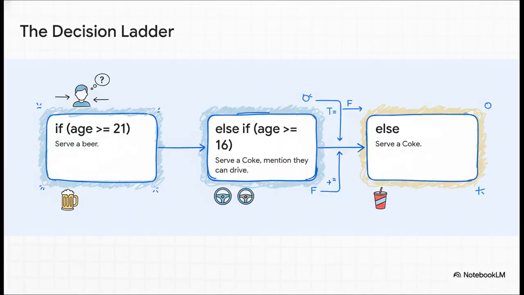This is what we call an if-else-if ladder. And I love this analogy. Think of it like a waterfall. The program starts at the very top. It asks the first question: is the age 21 or more? If the answer is yes, boom, it does that thing and the whole process stops.